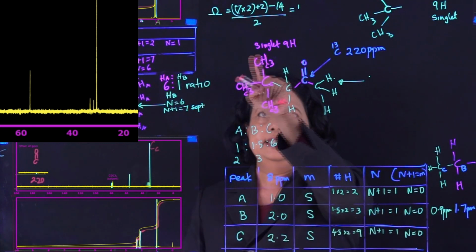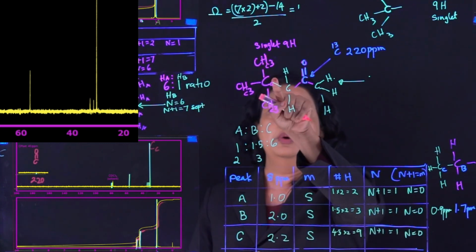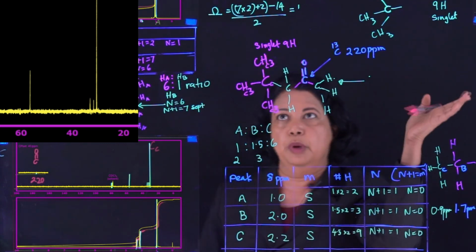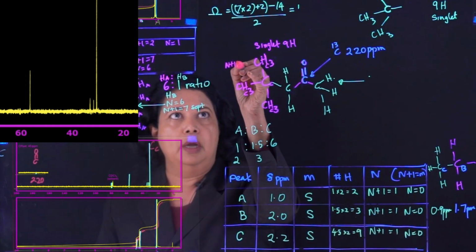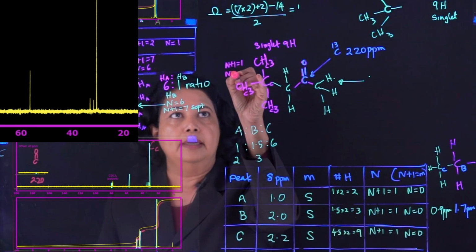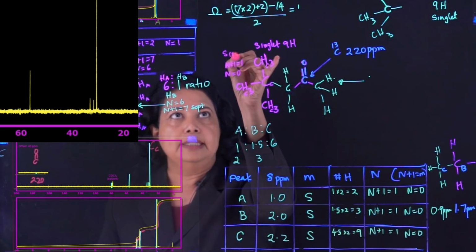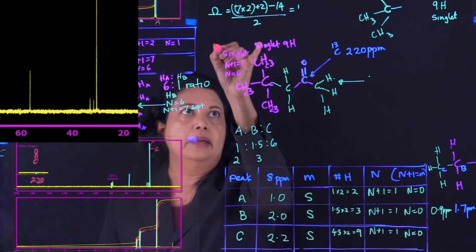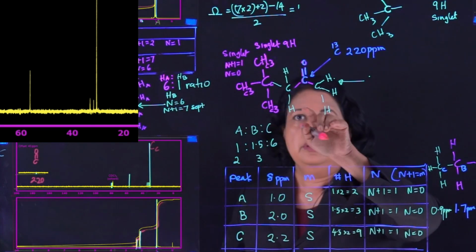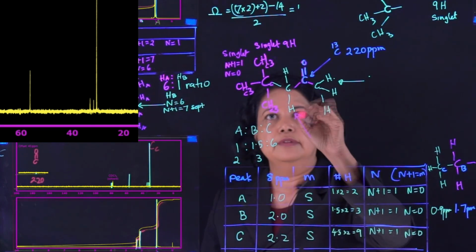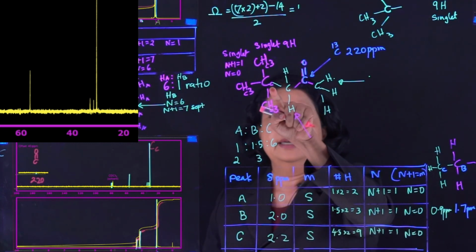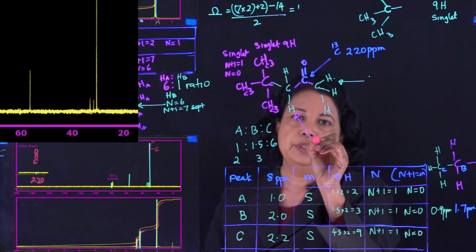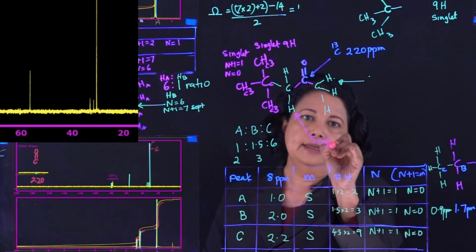Does it make sense? Yes, 9 hydrogens, no neighboring hydrogen here, 3 bonds away. So this is going to be N plus 1 is 1, N is 0, so you get a singlet with 9 hydrogens. Over here, this is going to have no neighboring hydrogens. There's a carbonyl and a quaternary carbon. So therefore, this is also going to be a singlet.